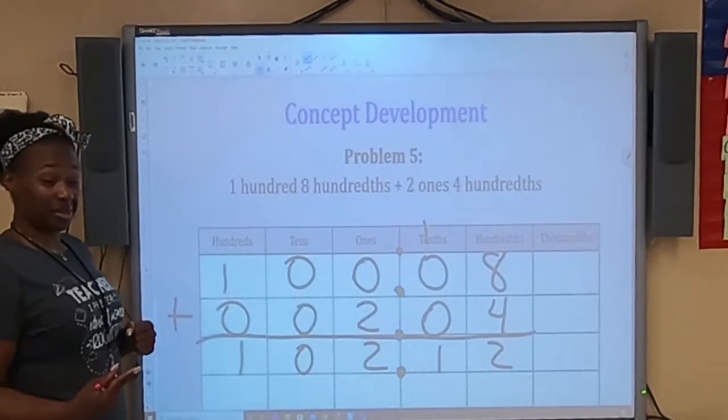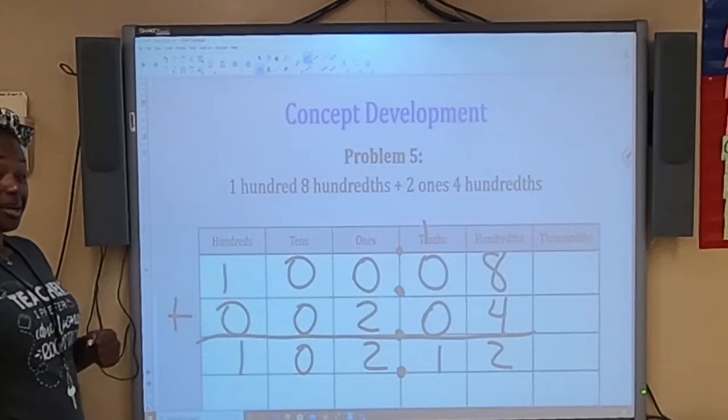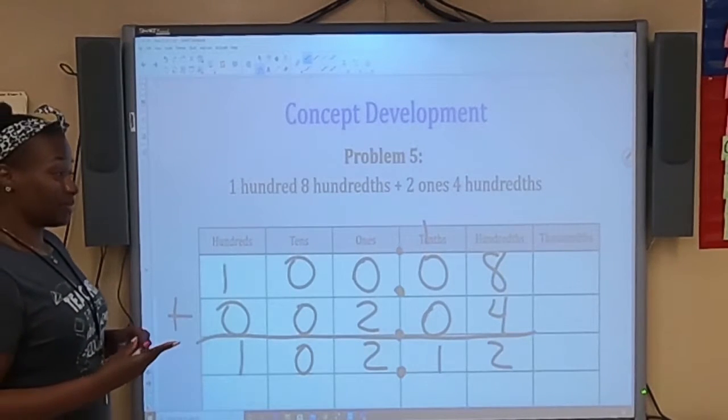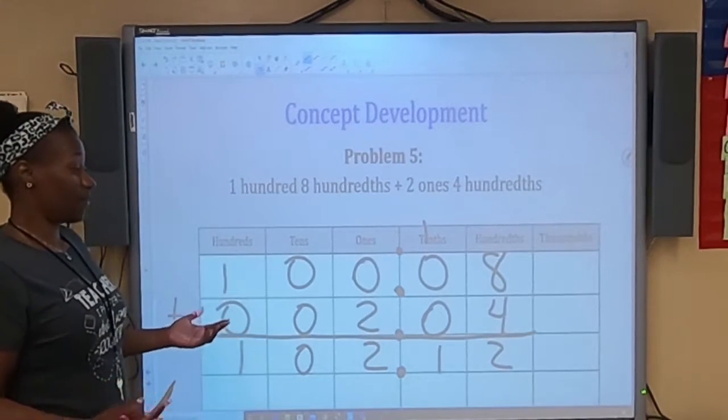Line your decimals up. Combine like units. That's the key to adding. Okay?